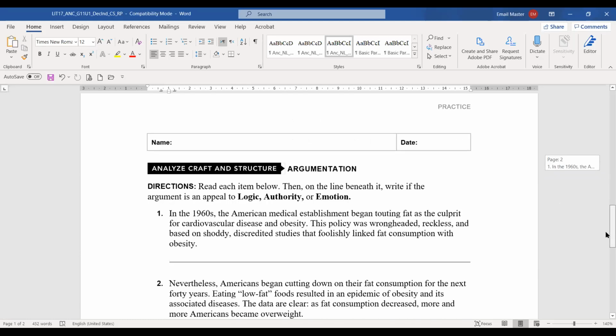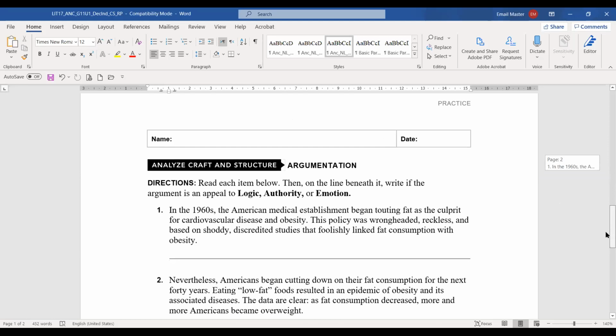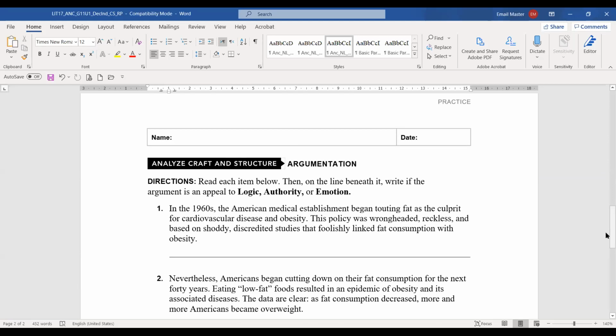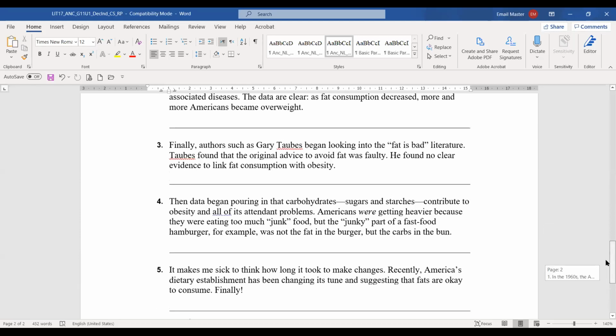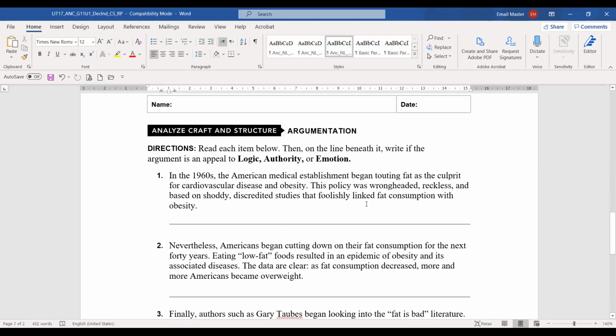On the other page, again, we will put logic, authority, or emotion. In the 1960s, the American medical establishment began touting fat as the culprit for cardiovascular disease and obesity. This policy was wrong-headed, reckless, and based on shoddy, discredited studies that foolishly link fat consumption with obesity. So here, this is emotions, because although it says 1960s, the words they use are very related to people's emotions. It triggers these emotions.